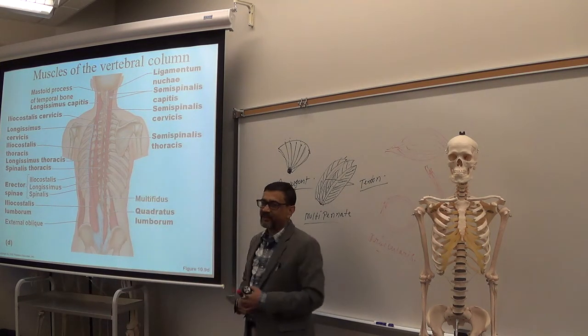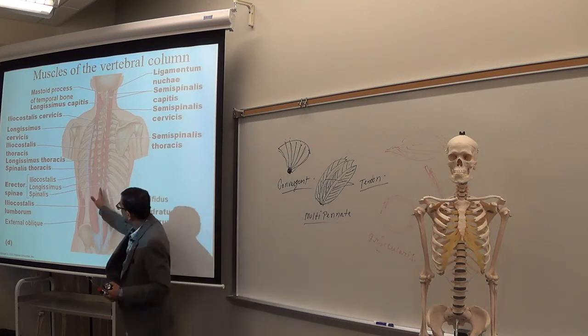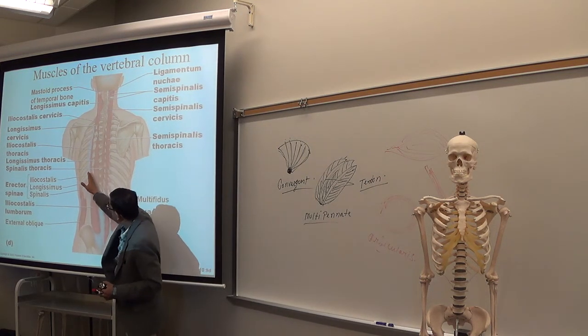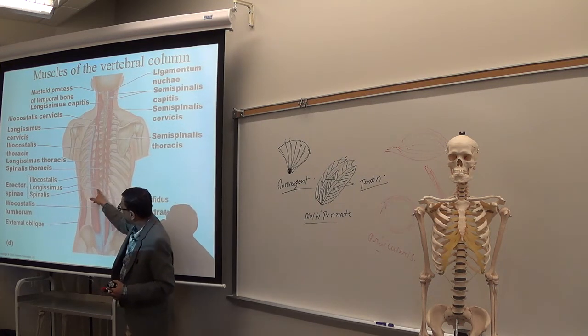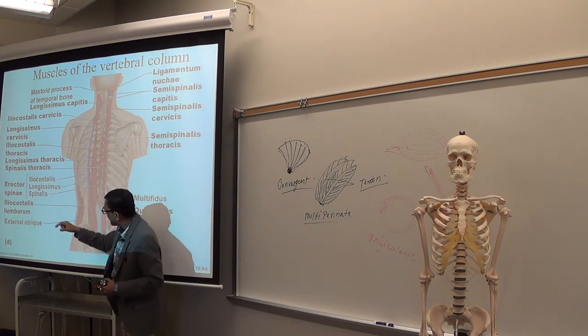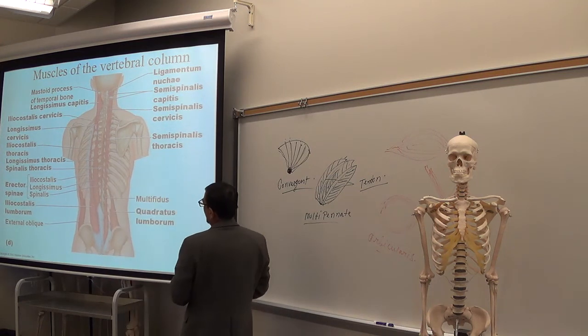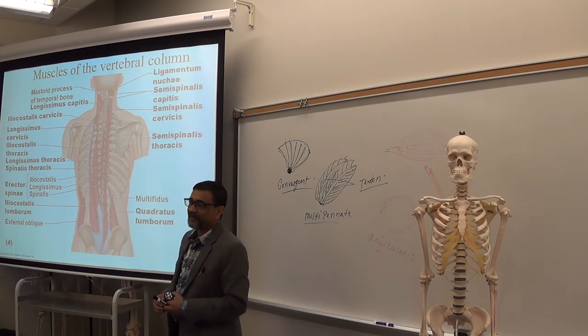Those three muscles are around the spine: iliocostalis, longissimus, and spinalis. These three together are called the erector spinae. Now, the names make sense.